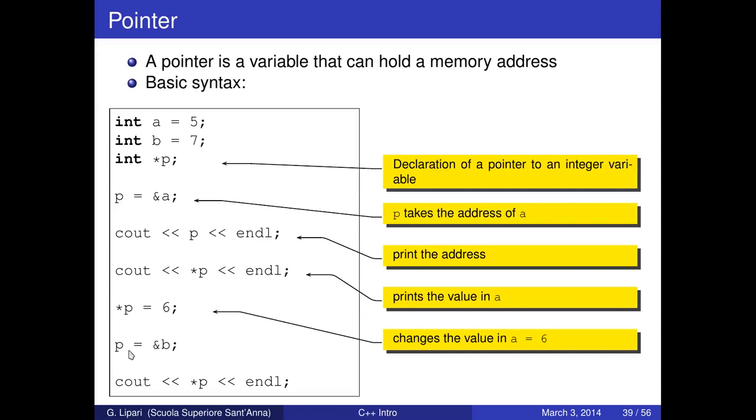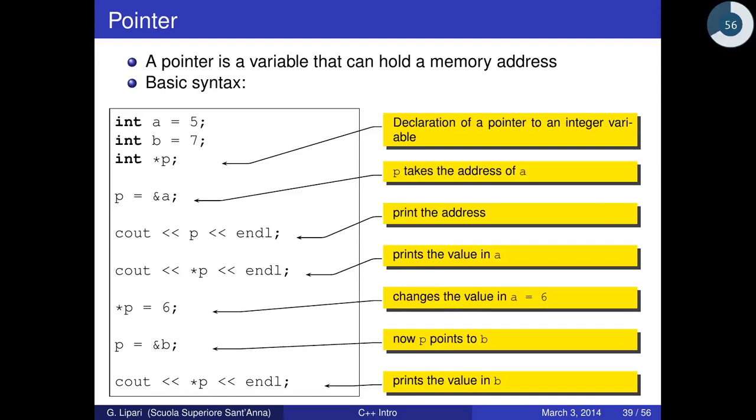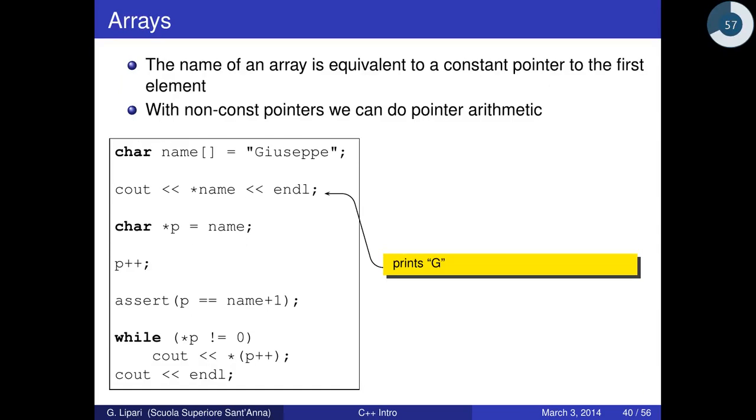We can also change the value of the pointer. Now p points to b, and we can print the value of b, which is 7. So pointers are very powerful because they allow you to do whatever you want, basically, because by having access to the raw memory, you can do whatever you want. And there is an equivalence between arrays and pointers, in the sense that the name of an array is equivalent to a constant pointer to the first element in the array.